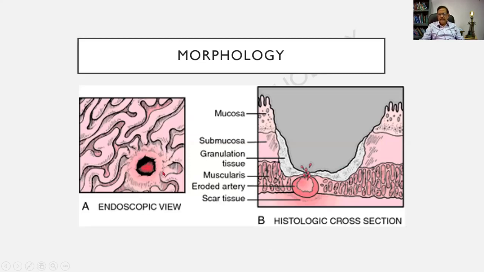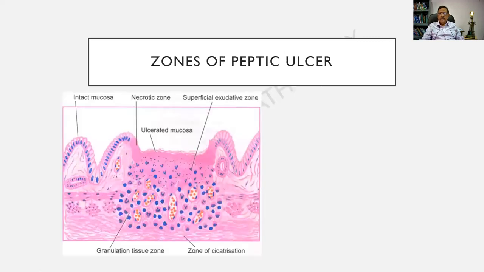Morphology, we had earlier seen a nice diagram from one of the texts, and I find that the edges are straight but mildly slanting. They are not abruptly perpendicular. And in the floor of the ulcer, there will be the granulation tissue. Sometimes there can be an underlying blood vessel. And when it is too deep, there can be an erosion of the blood vessel producing massive hematemesis. These are the zones of the peptic ulcer we should memorize, and it is part of the essay question.